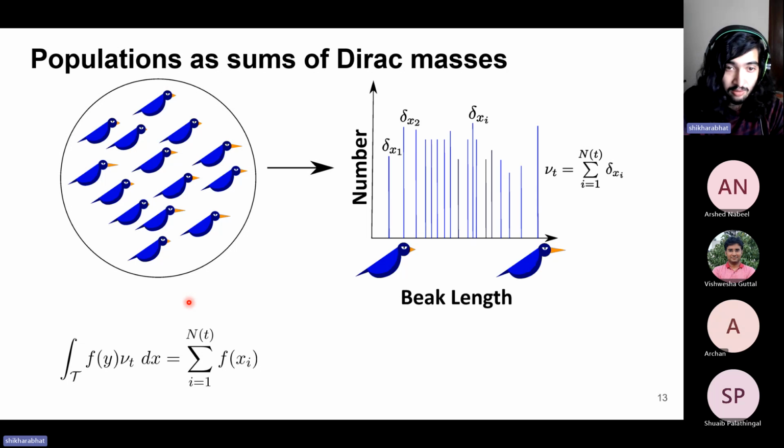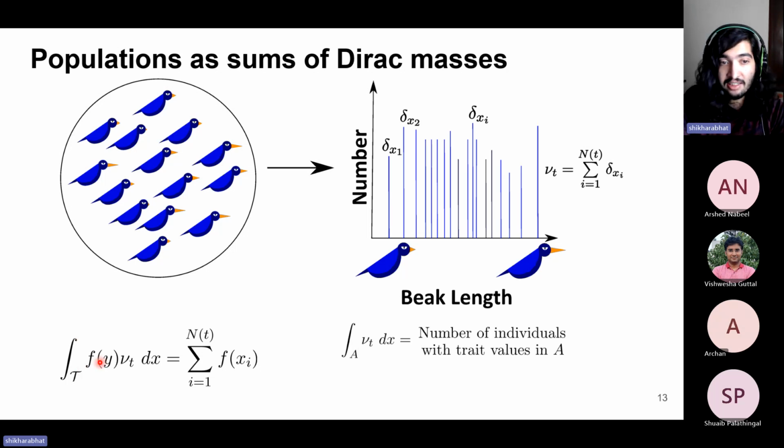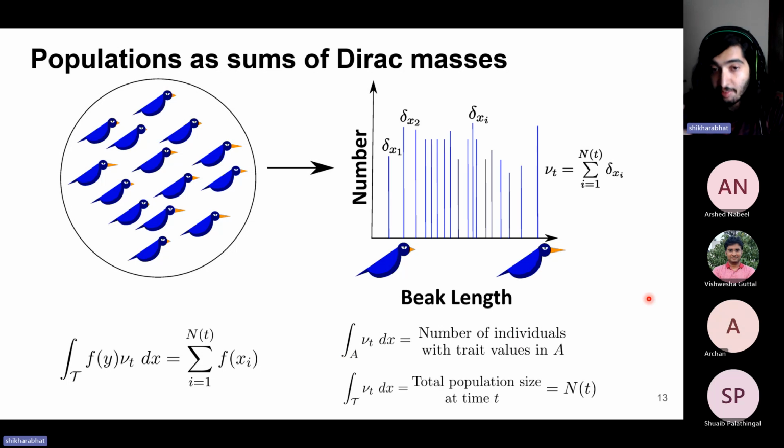It is also true, by just setting f identically equal to 1, that if I integrate this over any subset A, I will return the number of individuals with trait values in A. This again follows from the definition of Dirac mass because each individual Dirac mass is an indicator. Like I said, it gives you 1 if and only if that bird is in A. Integrating over the entire trait space therefore gives you the total population size at time t, which I will denote by n_t.